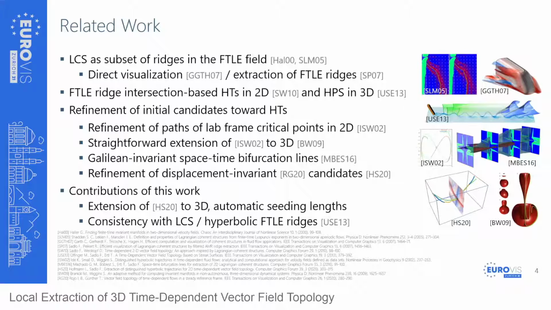The first of such methods was proposed by Yuzhe and colleagues, who considered paths of critical points in the lab frame and refined them toward hyperbolic trajectories. This method has a straightforward extension to 3D time-dependent vector fields, which, however, as we are going to see, misses large parts of the Lagrangian coherent structures.